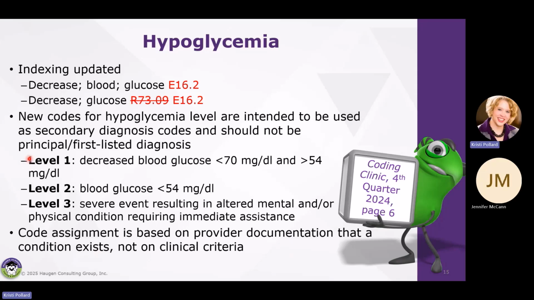And that Coding Clinic went on to tell you what those different levels mean, but just a reminder, we've got a coding guideline that says our code assignment is based on the provider's documentation that a condition exists, not on clinical criteria. Likewise, there is no guideline that says that if the provider documents hypoglycemia and a clinician tells you the level, that you can code the specific level. This really should be a query or something that clinical documentation improvement specialists work with the providers on to document the level when hypoglycemia is present.